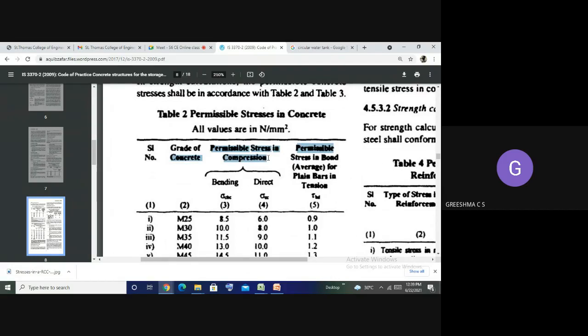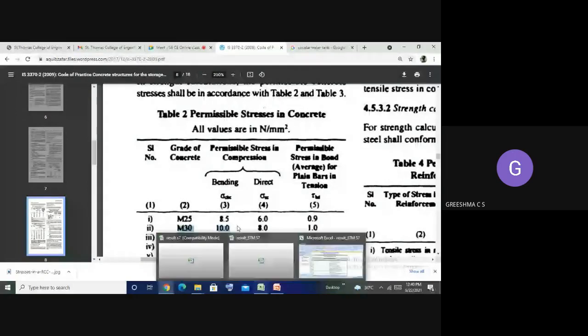Okay, so if there is a compression, what is the maximum permissible value as per the IS code? So that's about the table 2, that is IS code, page number 3, table 2, permissible stresses in concrete. So you have to take the maximum permissible value in compression. So when there is a compression, what is the maximum permissible stress? So you can take it, for the bending, M30 concrete 10 Newton per mm square, sigma cbc.